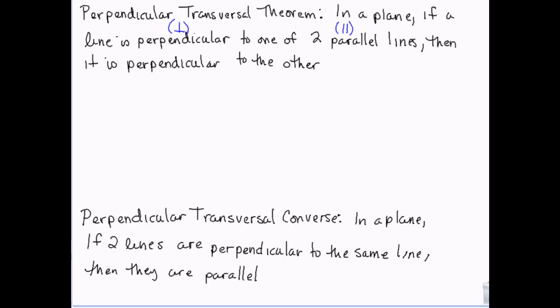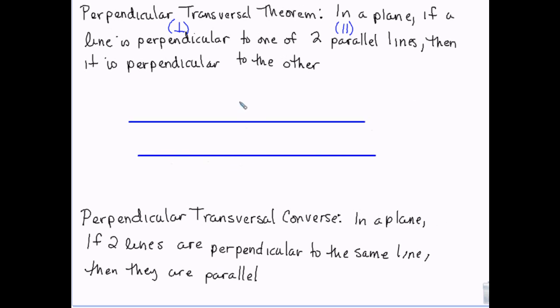The perpendicular transversal theorem tells us if I have two lines that are parallel and I have a line that is perpendicular to one of them, it will also be perpendicular to the other. The converse says if I have two lines that are perpendicular to the same line, that means the lines are parallel. Basically, perpendicular means parallel, parallel means perpendicular.